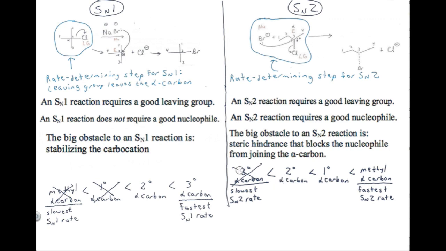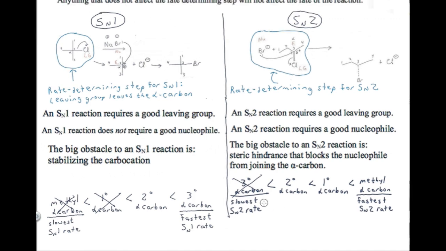For an SN2, tertiary is the worst because it has the most steric hindrance. For an SN1, tertiary is the best because it will form the most stabilized carbocation. SN2 reactions don't work at all for tertiary alpha carbons. SN1 reactions don't work at all for methyl and primary alpha carbons.